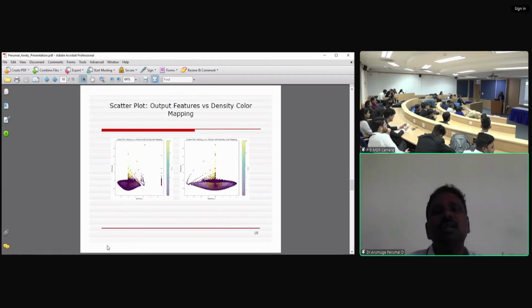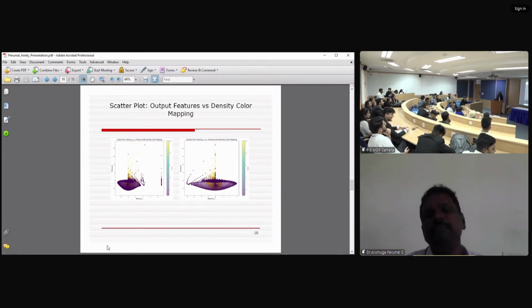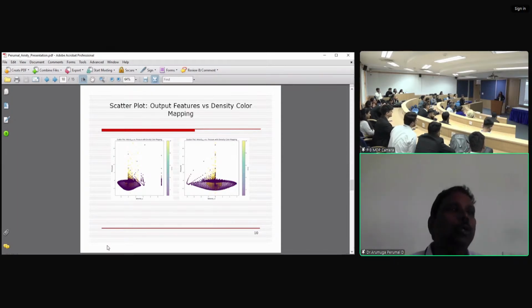Not only that, we take density as an important property. Then we plot pressure with velocity, and in the same way we also plot with density as well. You can see these fluid flow characteristics, and the fluid tries to move inside the computational domain.